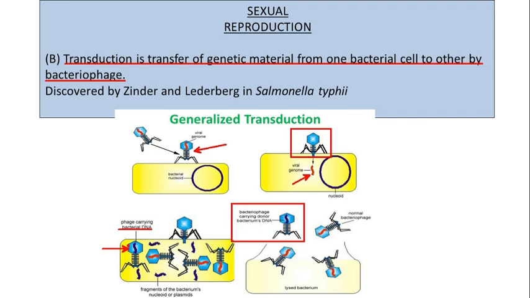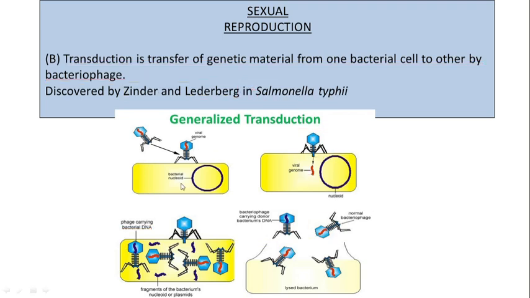For example, this is the new progeny or new bacteriophage formed after replication, and it has a bacterial DNA, the blue colored DNA. Then you can see this bacteriophage. It is a normal bacteriophage which has the original DNA of its own parent bacteriophage. So there will be a number of bacteriophage forms. Some will have bacterial DNA, others will have bacteriophage or viral DNA. This process is known as transduction, and it was discovered by Zinder and Lederberg in Salmonella typhi. So sexual reproduction of bacteria can also take place through transduction.